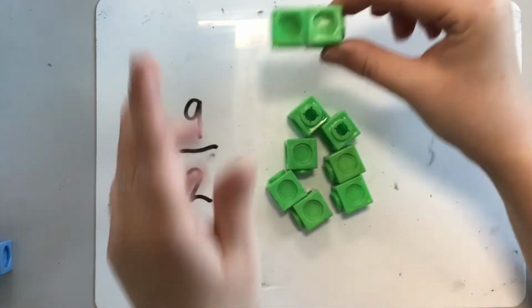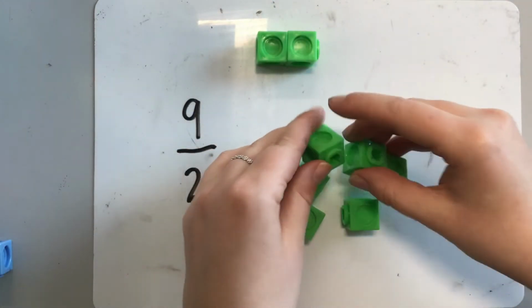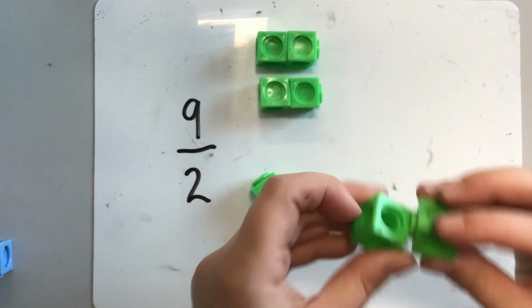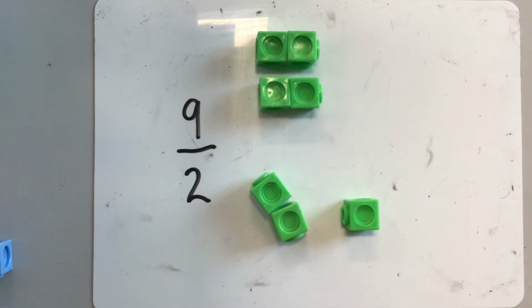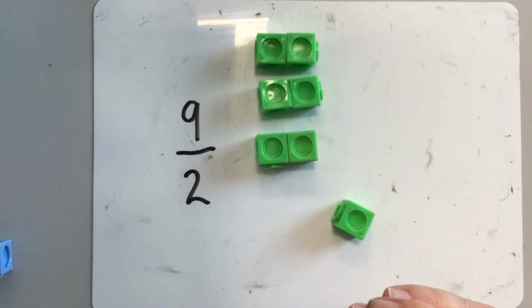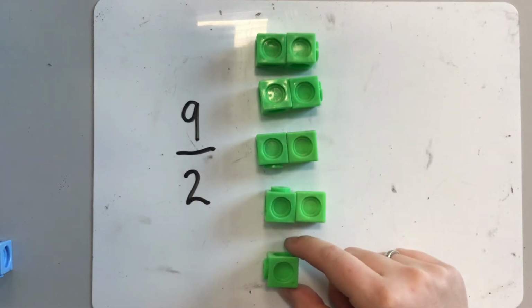So let's do it like that. I've made 1 whole there. And I can make another whole, just like that. And I can make another whole. And another one. But I've only got 1 left. That will not make a whole.